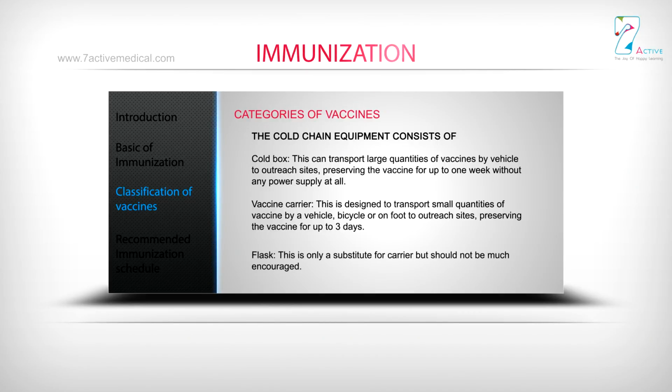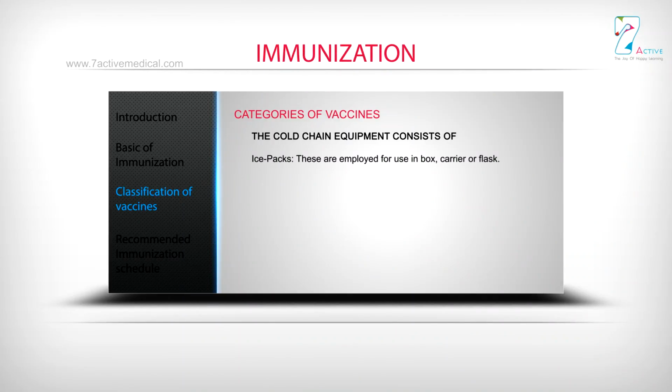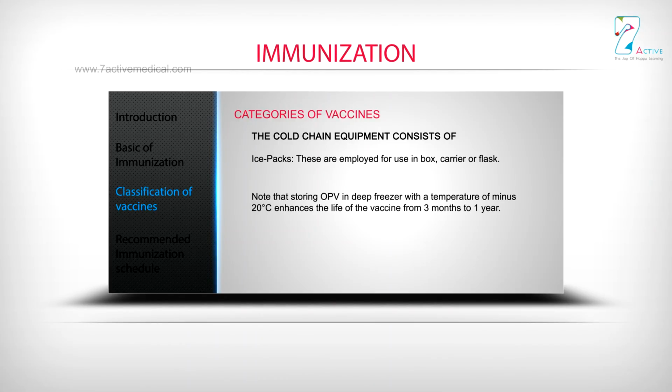Flask. This is only a substitute for carrier but should not be much encouraged. Ice packs. These are employed for use in box, carrier, or flask. Note that storing OPV in deep freezer with a temperature of -20 degrees Celsius enhances the life of the vaccine from 3 months to 1 year.